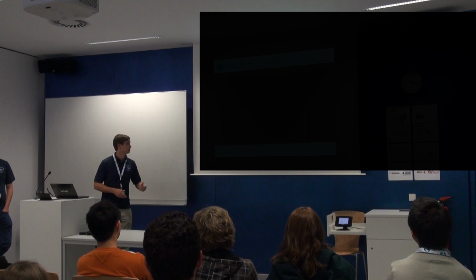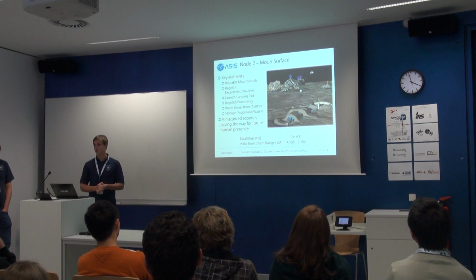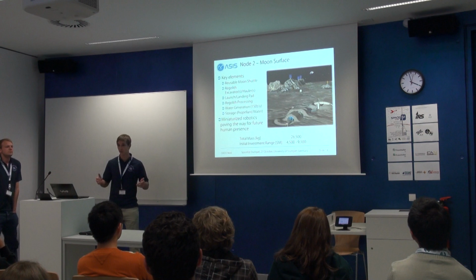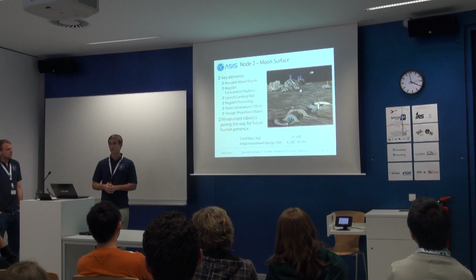Alright, so while for the first node we mainly focused on enabling easier access to space, for the second node we envisioned the introduction of resources into the whole network, and also the utilization of resources already available in the inner solar system. So we decided to place the second node on the moon surface.